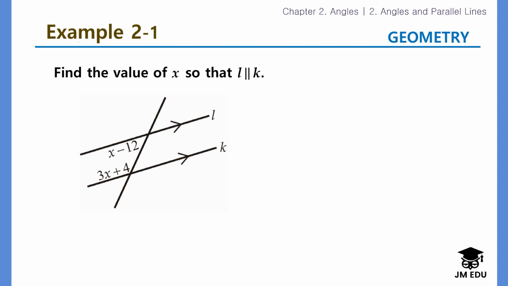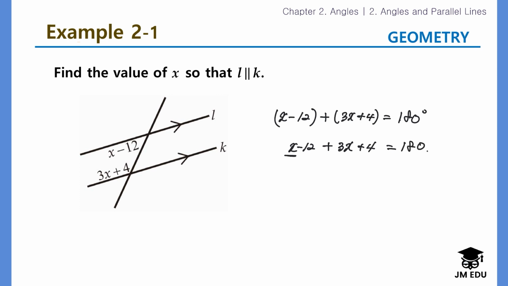Example 2-1. Find the value of x so that line L is parallel to line K. For these two lines to be parallel, the sum of these two consecutive interior angles has to be 180 degrees, right? So x minus 12 plus 3x plus 4 must be equal to 180 degrees. So x minus 12 plus 3x plus 4 is 180.